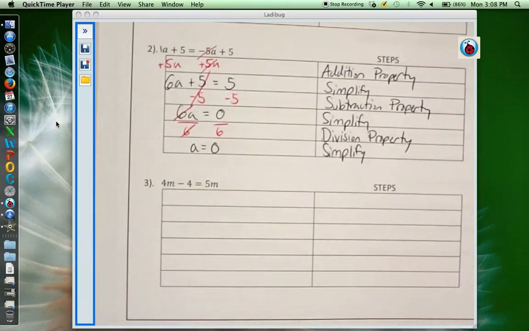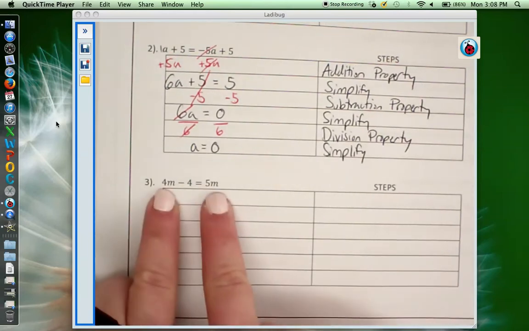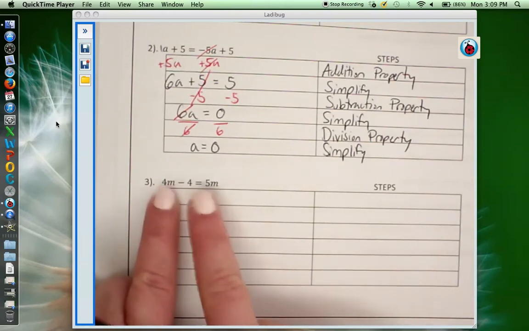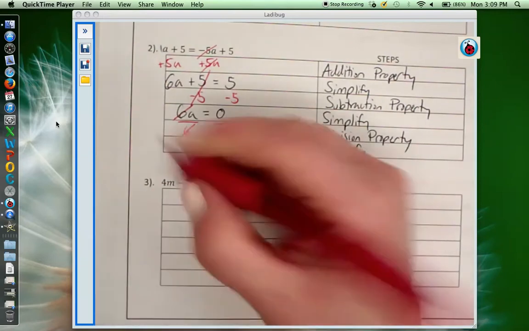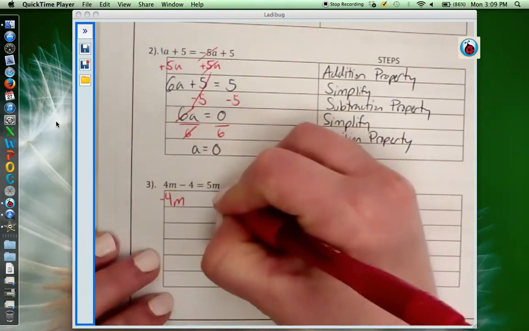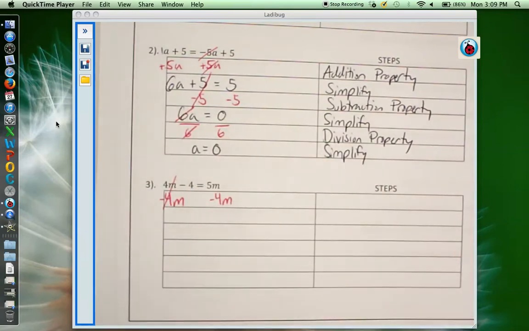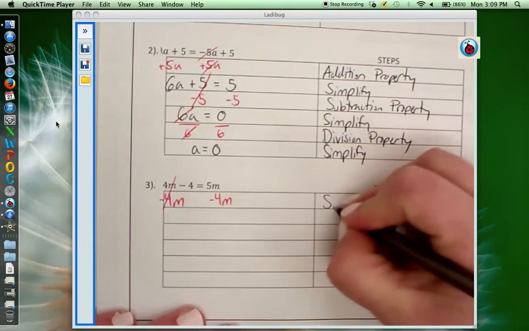Number 3, 4m minus 4 equals 5m. Once again, I have variables on opposite sides of the equal sign. So I would like to cancel either 4m or 5m. So I can either subtract 4m from each side or subtract 5m from each side. 4m is less, so I'll go with that. I'm going to subtract 4m from both sides. Those cancel. That was using subtraction property.